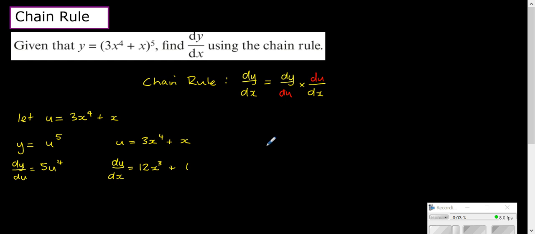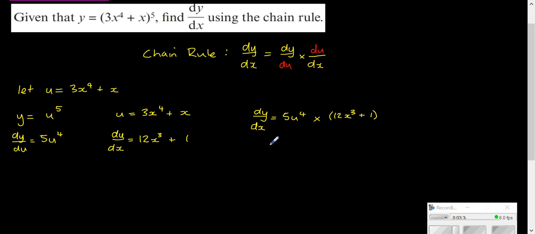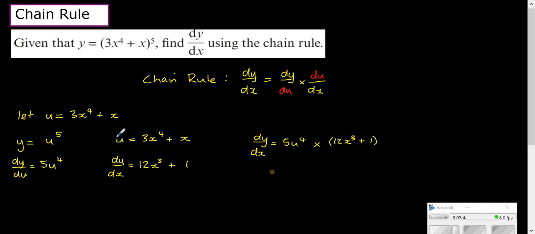And we've got these two things. So this means then that our dy by dx is dy by du first, 5u to the 4, multiplied by du by dx, which is 12x cubed plus 1, which I've put in brackets because we're multiplying the whole thing. And all that remains is to write down what u was in the first place. So u was 3x to the 4 plus x. Not 3x plus 4, 3x to the power of 4.